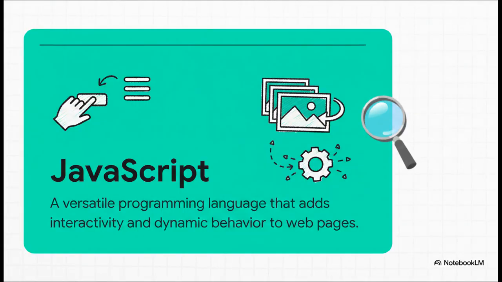And finally, there's JavaScript. This is what makes the page dynamic and interactive. So if HTML provides the bones and CSS provides the style, JavaScript provides the brains and the muscle. When you click a button and a menu animates into view, or when a photo gallery updates without reloading the whole page, that's JavaScript making it happen.